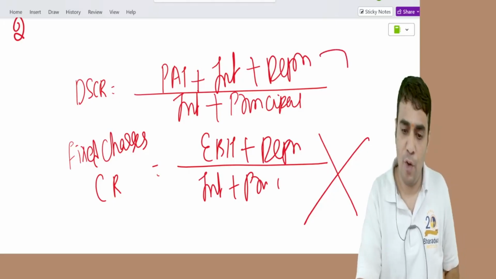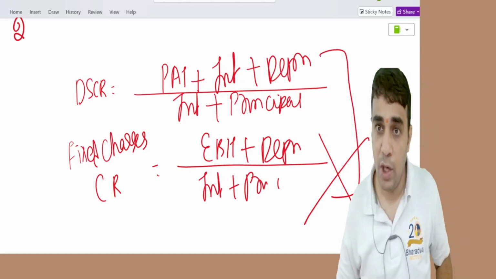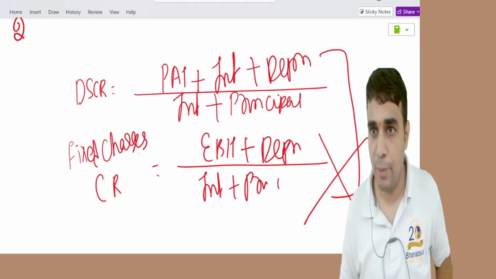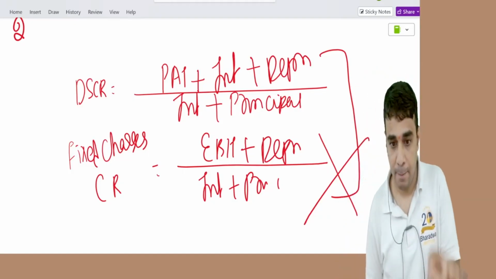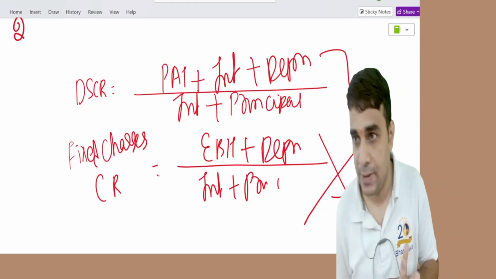Will both formulas give different answers? Yes. Would it be very close? Yes, very close also, but both will give different answers. The logical formula is the above one: PAT plus interest plus depreciation.